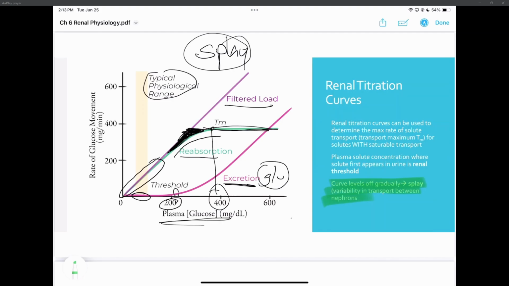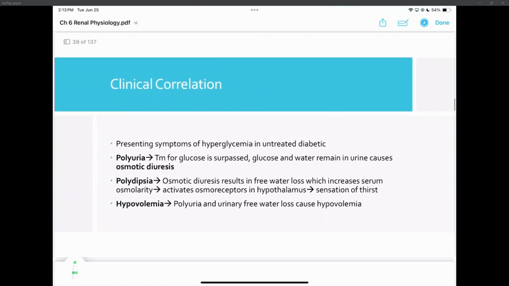So all you have to know from this graph is that with certain concentrations, we can't bring any more in. And this is glucose. Other substances have their own graphs, but for glucose, this is the way you figure it out. The higher the glucose in your blood, we can't reabsorb all of it. Some of it stays in the urine, and it goes out.